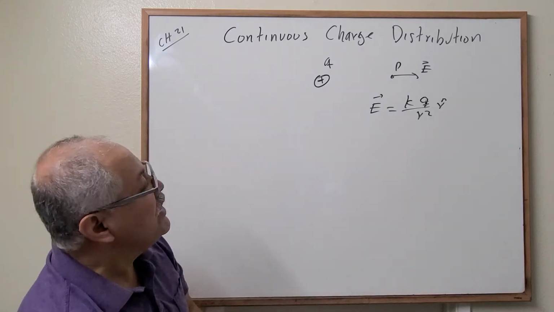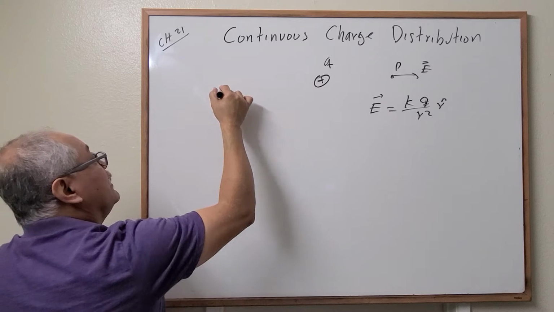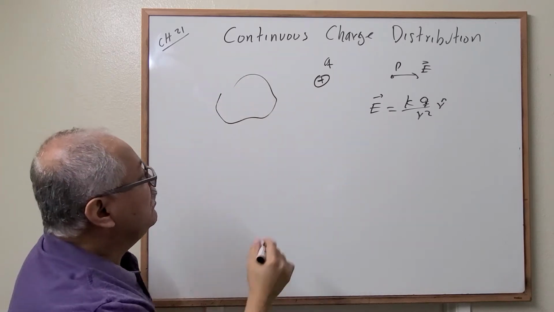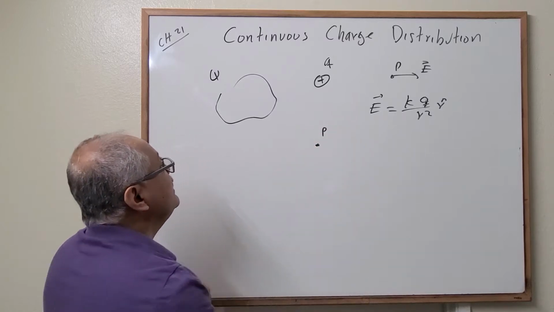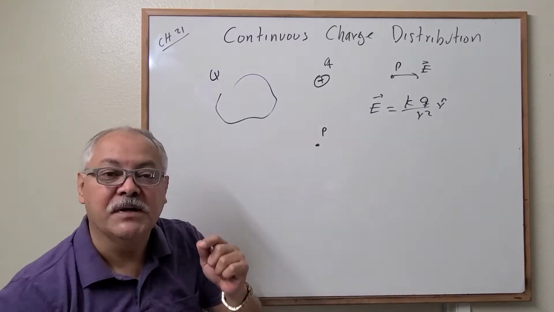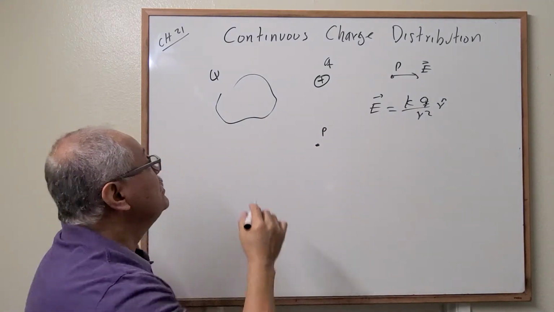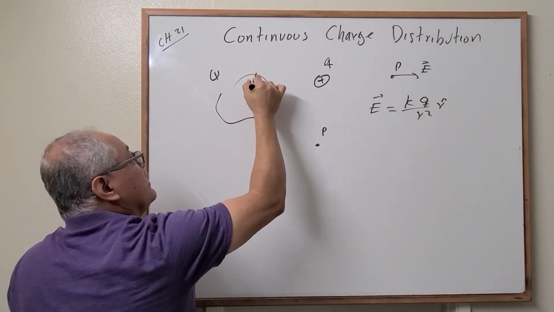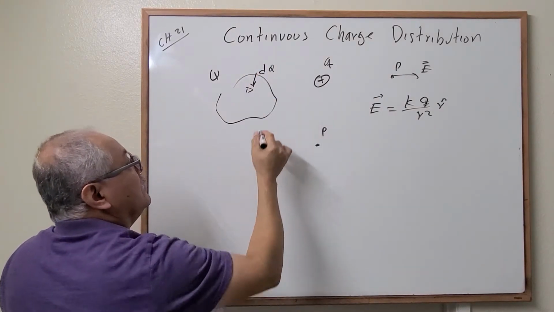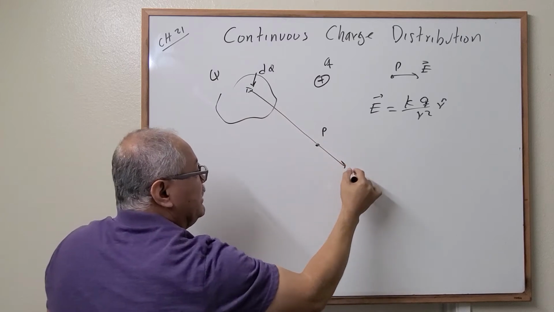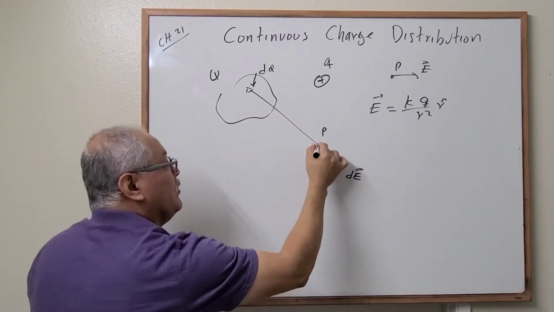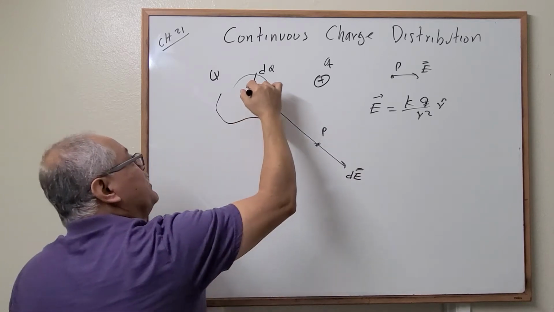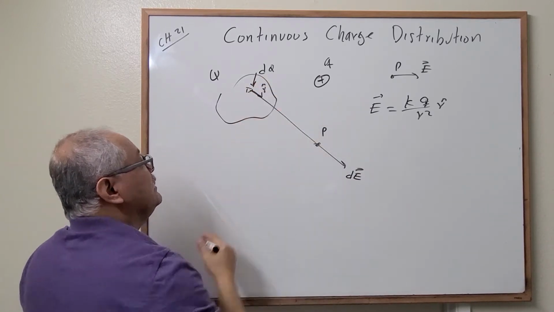What happens if we have a distribution like this one? We have a charge Q right here, and a point right here. How can we find the electric field? Well, we use the same technique. We use an element of charge right here, dq, and it's going to produce an electric field at that point P. The same thing, we have the unit vector.